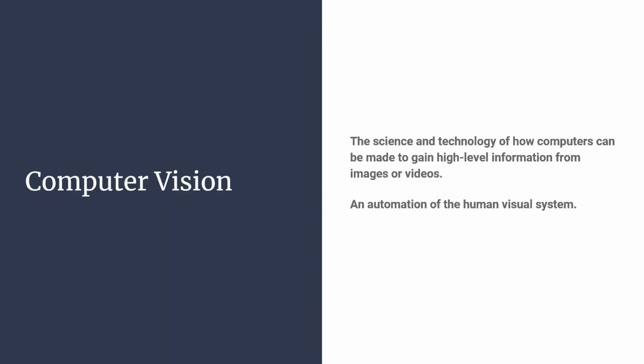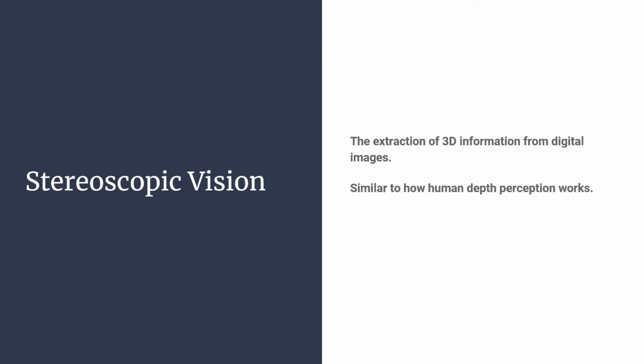A quick introduction to begin. Computer vision is the science and technology of how computers can be made to gain high-level information from images or videos. In short, it's an automation of the human visual system. Stereoscopic vision, to build on that, is the extraction of 3D information from digital images. And this is extremely similar to how human depth perception works with our two eyes.